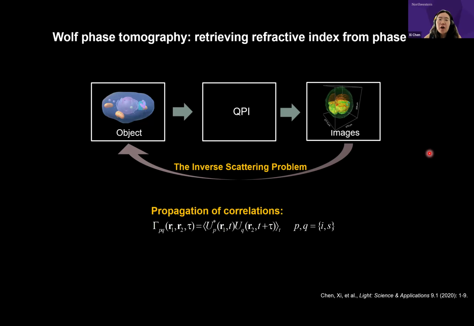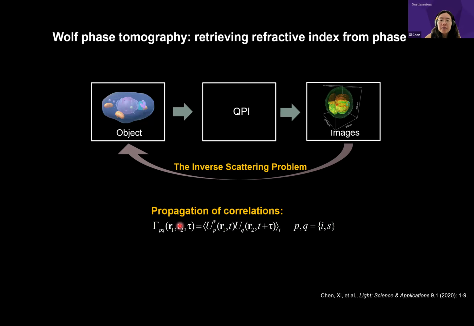We developed a method called Wolf phase tomography. The benefit of this method is that it considers the broadband illumination properties of the light, whereas previous methods do not consider this broadband. Because we want to focus on QPI with broadband illumination, you really need to take into account the properties of the broadband source.